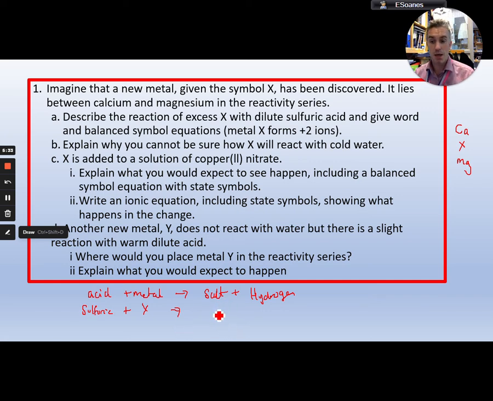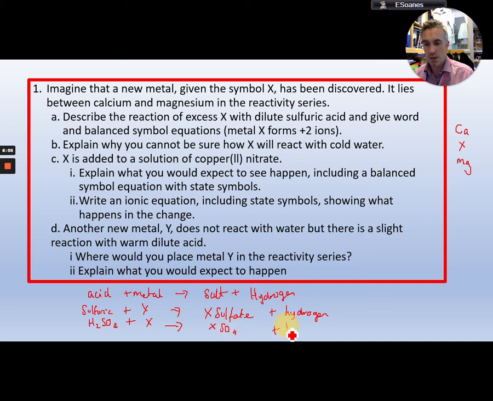So it'll make, what type of salt? Sulfate. So it would be X sulfate plus hydrogen. Excellent. A balanced simple equation, sulfuric acid. What's the formula for sulfuric acid? H2SO4 plus X goes to XSO4 plus H2. Easy.